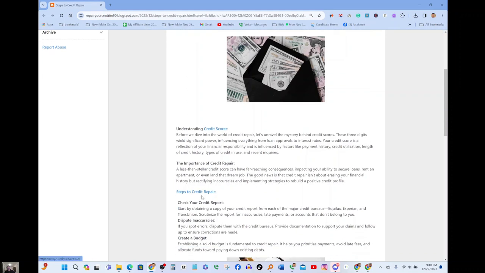The importance of credit repair. A less than stellar credit score can have far-reaching consequences, impacting your ability to secure loans, rent an apartment, or even land that dream job. Guys, if you have bad credit, they'll hold that against you. When you go to apply and they see that you have bad credit, they will decline you. They'll put your application away and grab the next guy because they have better credit. So credit score is really, really important.